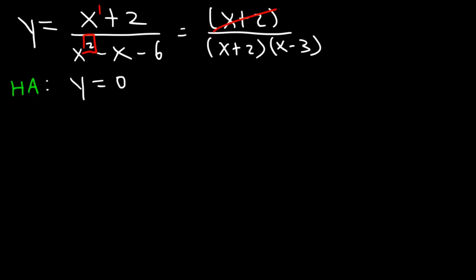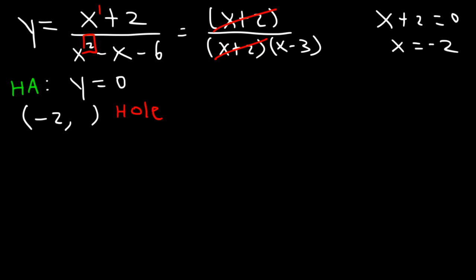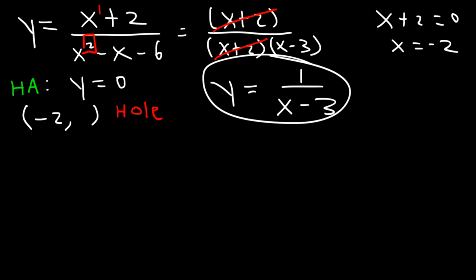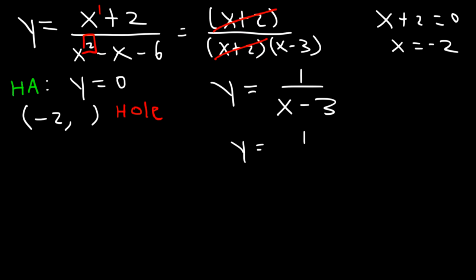So notice that we can cancel x plus 2. The term x plus 2 will give us the hole. If you set x plus 2 equal to 0, x is equal to negative 2. So we have a hole at negative 2. Now we need to find the y value of the hole. To do that, plug it into the surviving equation. The surviving equation is 1 over x minus 3. This is the one that we want to graph. If you plug in negative 2, it's going to be 1 over negative 2 minus 3, which is 1 over negative 5.